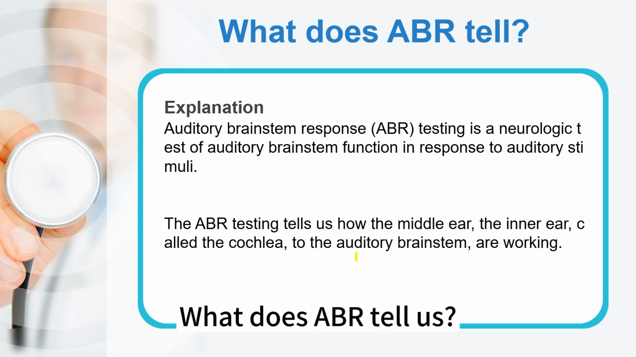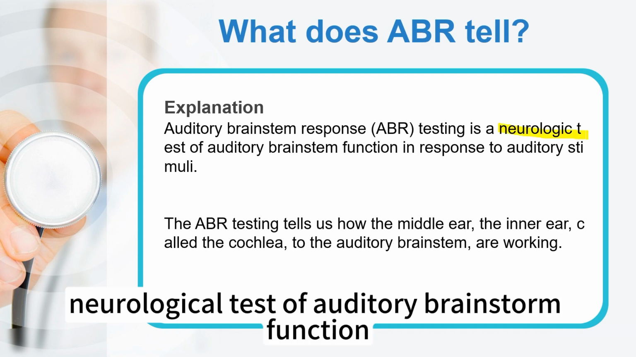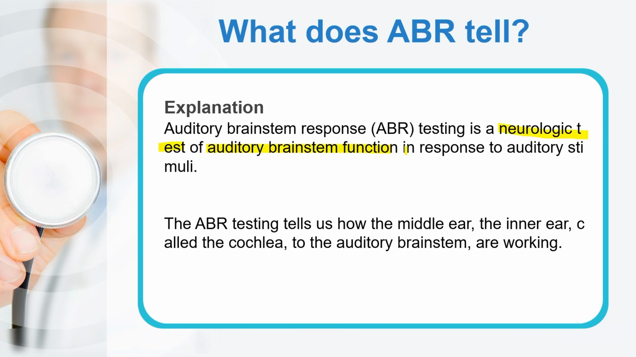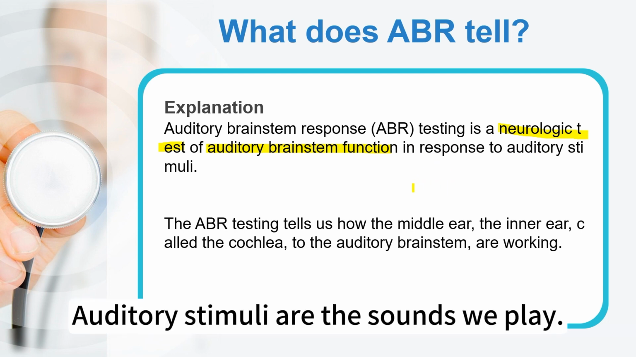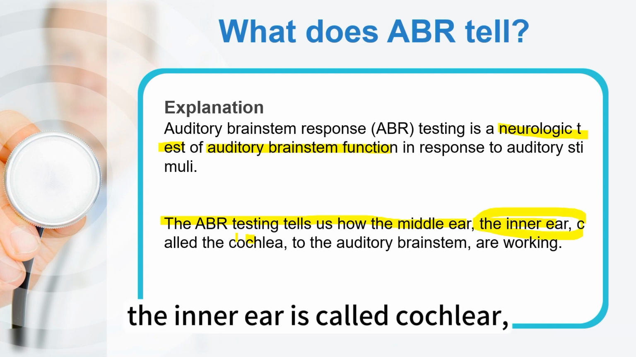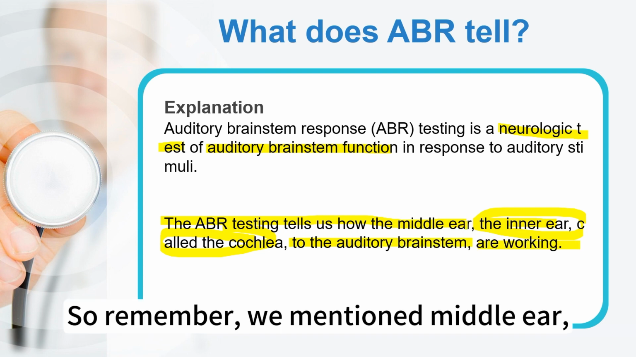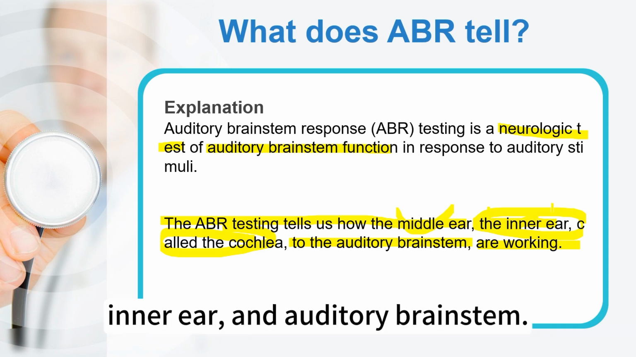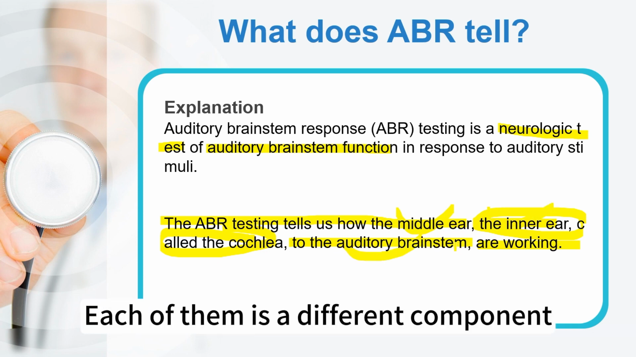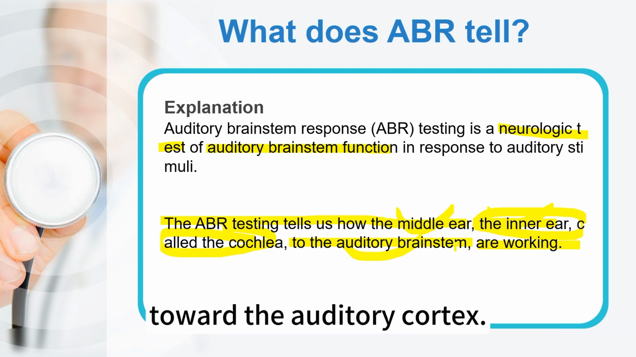So, what does ABR tell us? ABR is a neurological test of auditory brainstem function in response to auditory stimuli. Auditory stimuli are the sounds we play. The ABR testing tells how the middle ear, the inner ear, called the cochlea, and the auditory brainstem are working. So remember, we mentioned middle ear, inner ear, and auditory brainstem. Each of them is a different component on the auditory pathway toward the auditory cortex.